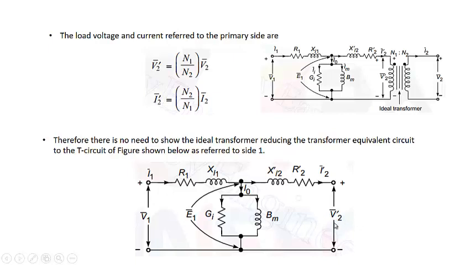While this V2 dash is not the actual voltage, it is equal to N1 by N2 into the actual V2. This I2 dash will be equal to N2 by N1 into the actual I2. So this is how it can be modeled. The ideal transformer is, in this case, neglected.